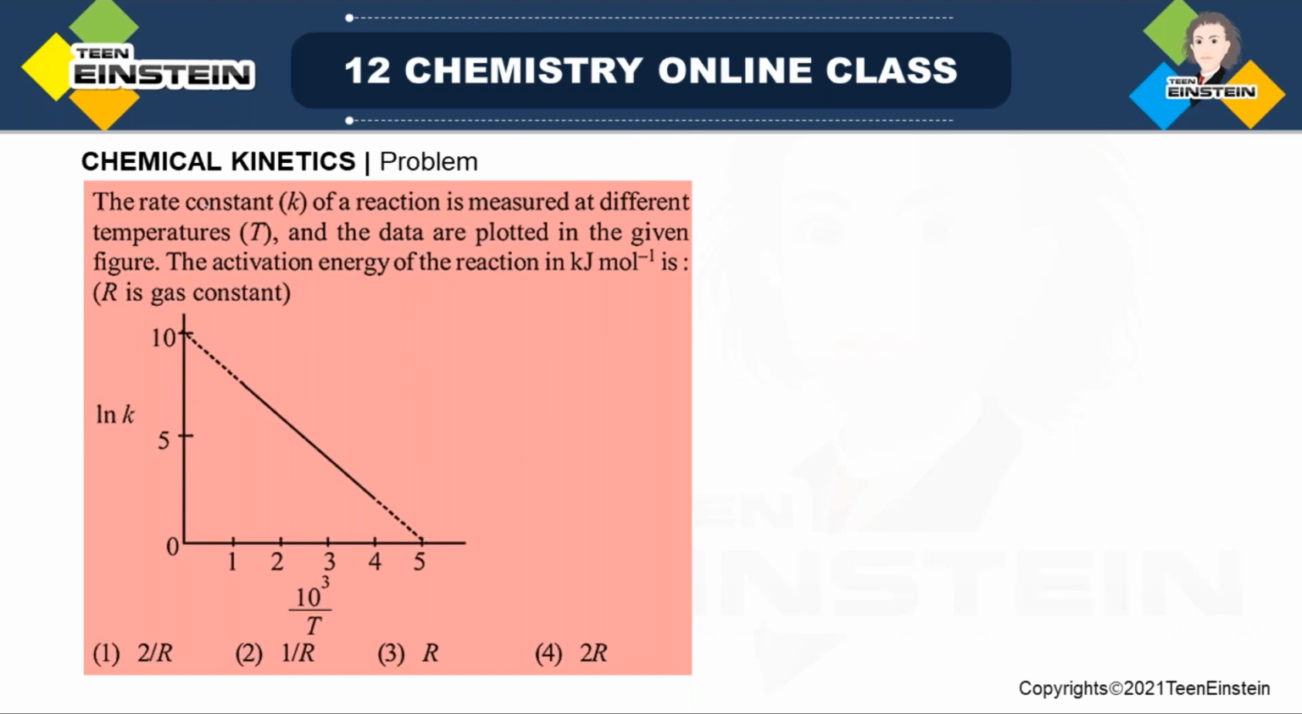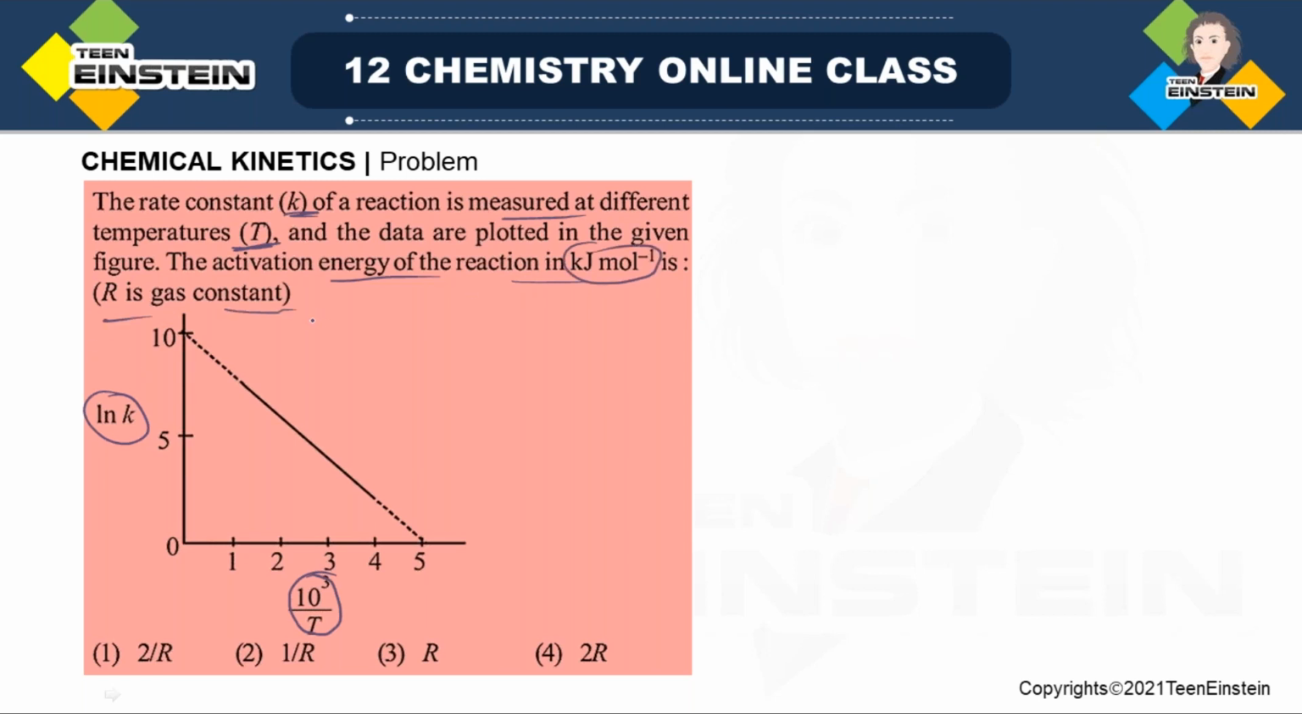Graph related problem. Rate constant K of a reaction is measured at different temperatures, and after doing so we have a plot with ln K on the y-axis and 10 to the power 3 divided by T, that is temperature, on the x-axis. From this plot, we have to find the activation energy for the reaction in kilojoule per mole.